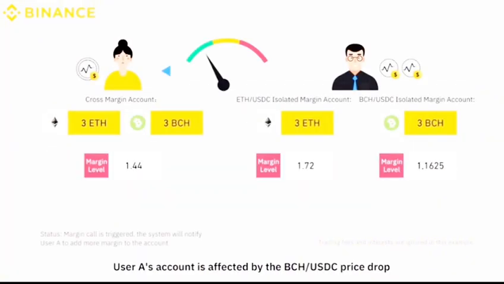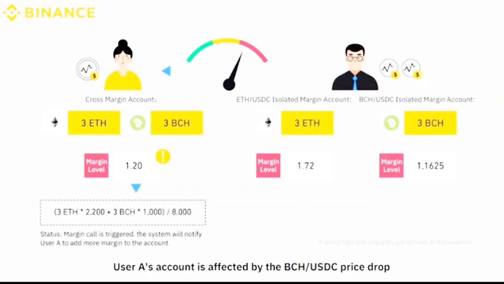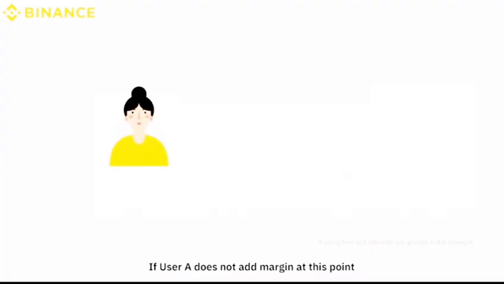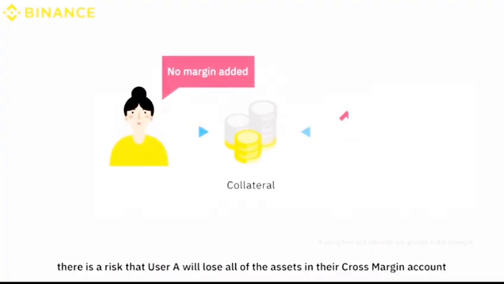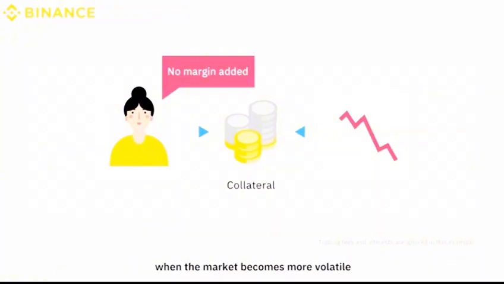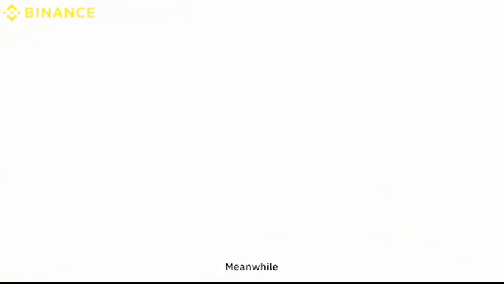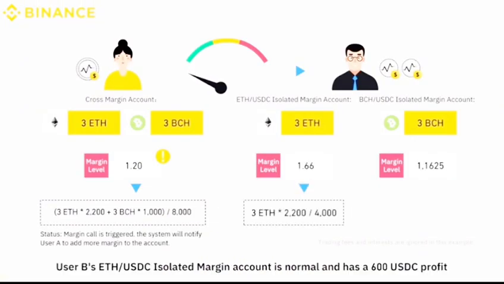On day 3, the prices of ETH USDC and BCH USDC are 2,200 USDC and 1,000 USDC respectively. User A's account is affected by the BCH USDC price drop. If User A does not add margin at this point, there is a risk that User A will lose all of the assets in their cross-margin account when the market becomes more volatile. Meanwhile, User B's ETH USDC isolated margin account is normal and has a 600 USDC profit.